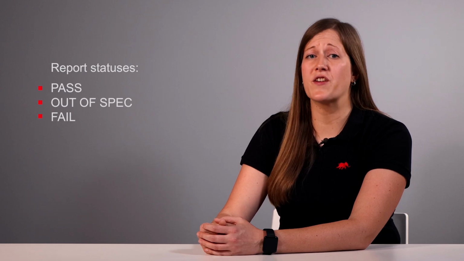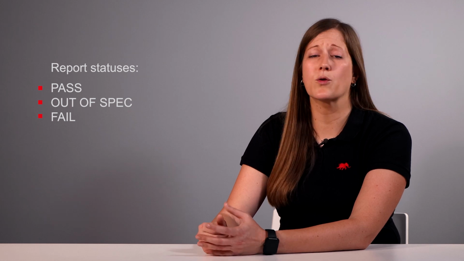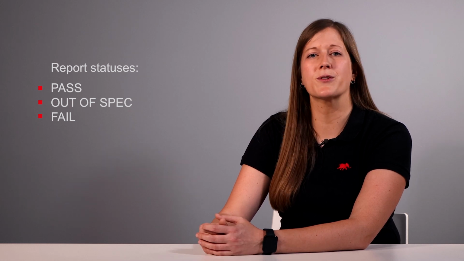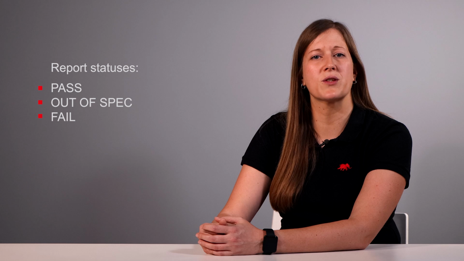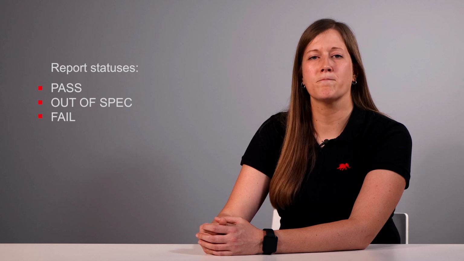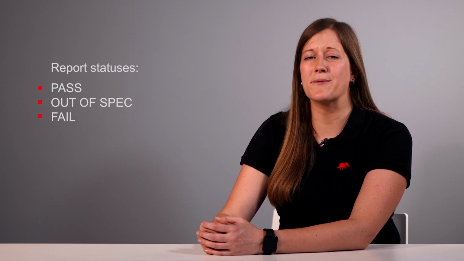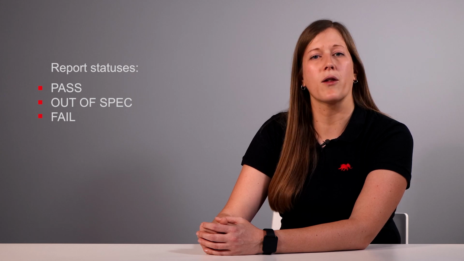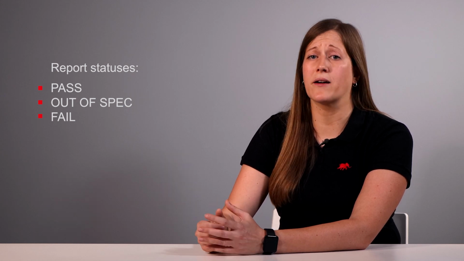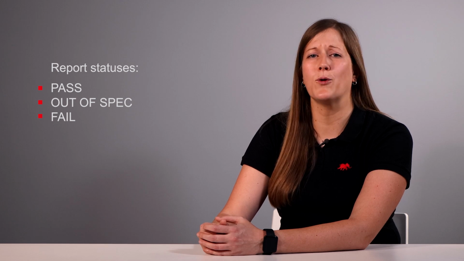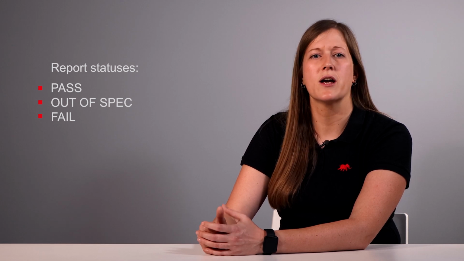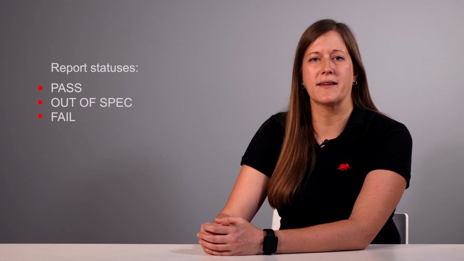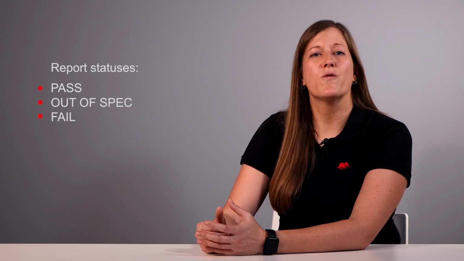In the summary, a brief pass, out of spec, or fail flag is presented for the analog and digital inputs and outputs, as well as the power supply. Pass is achieved only when the measured signal is within an acceptable range and below a defined tolerance limit. Out of spec occurs when the measured signal falls within a specified tolerance range, but does not meet the desired target specifications. Fail is designated when the measured signal exceeds the acceptable tolerance limits.